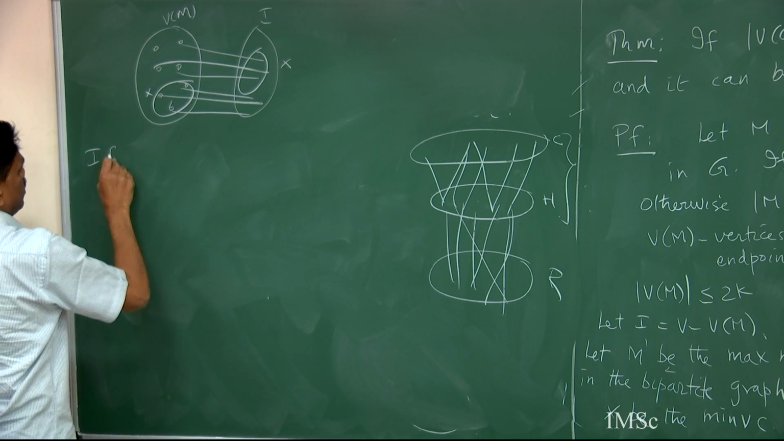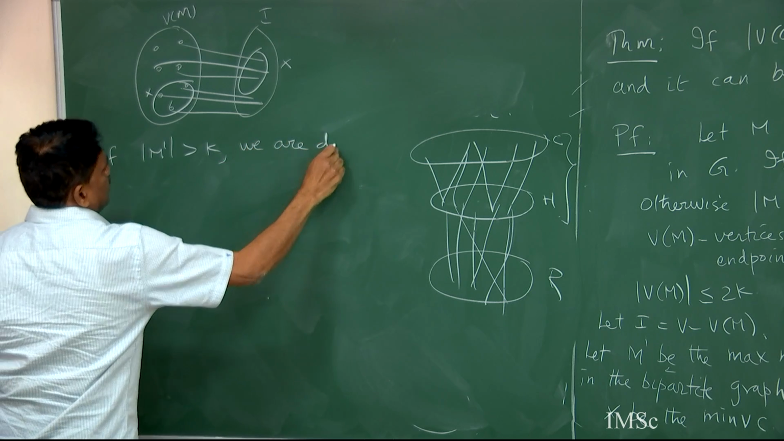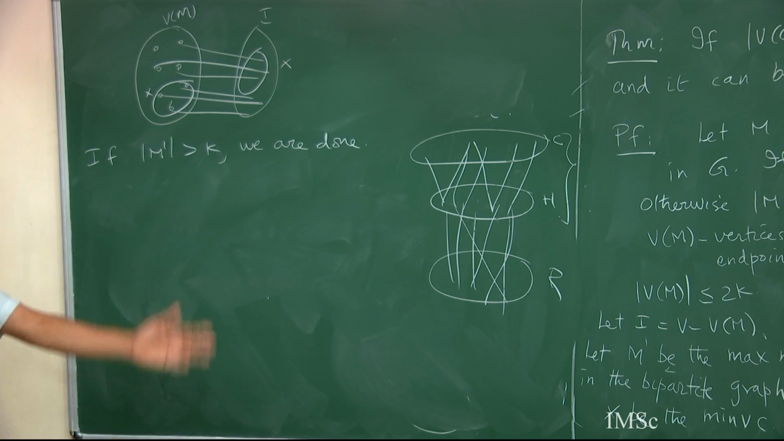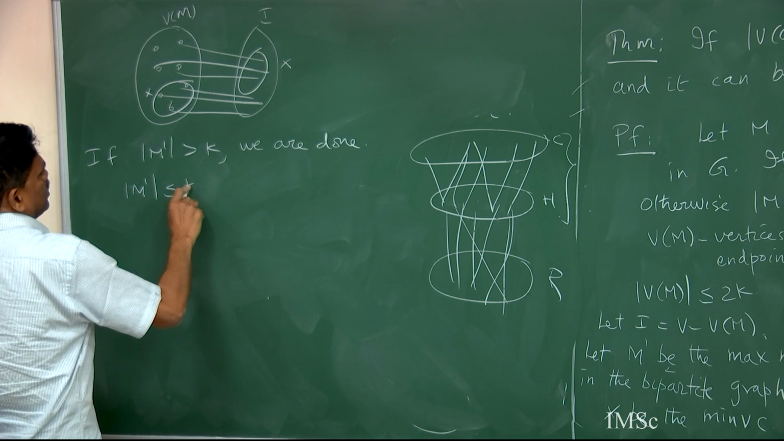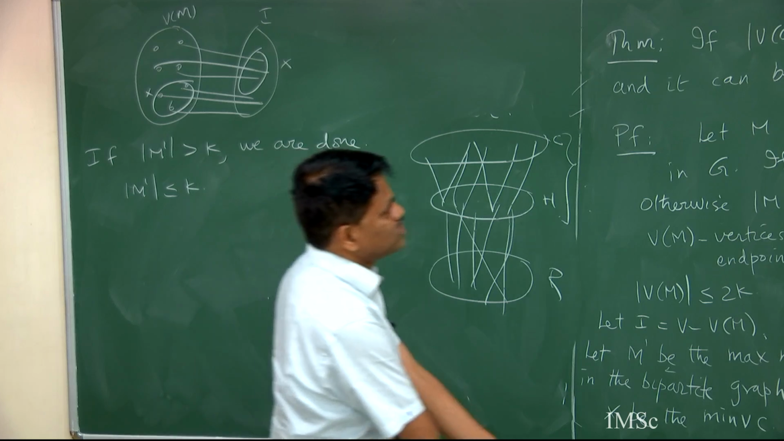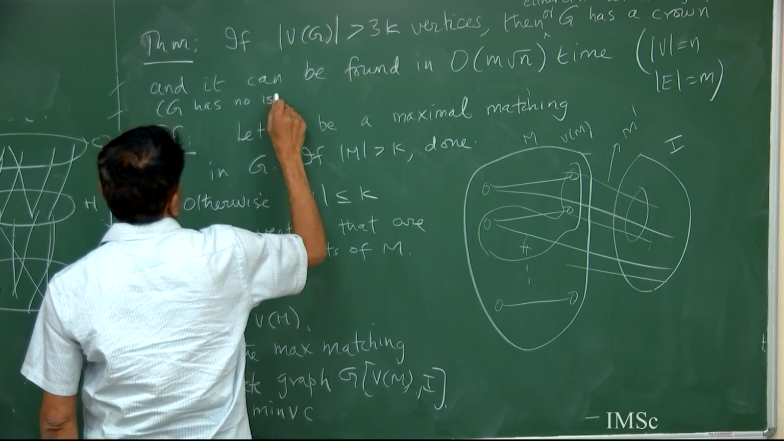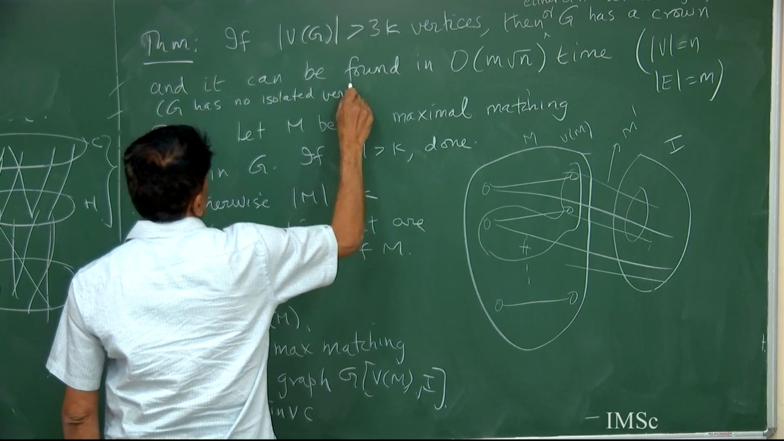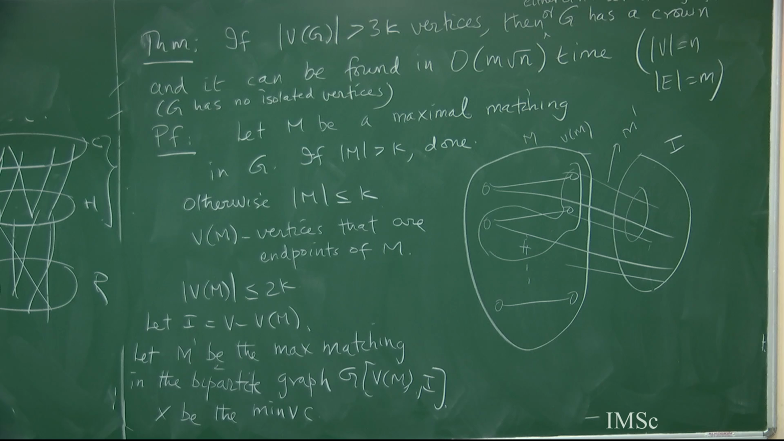If the size of M prime is greater than K, we are done. Another matching whose size is more than K, right? So M prime is also controlled. Let's also assume that G has no isolated vertices. Okay, so this is the story here.